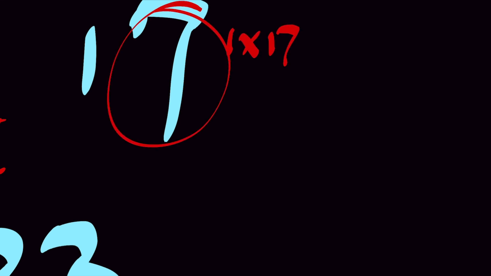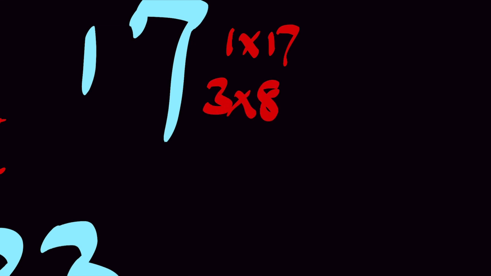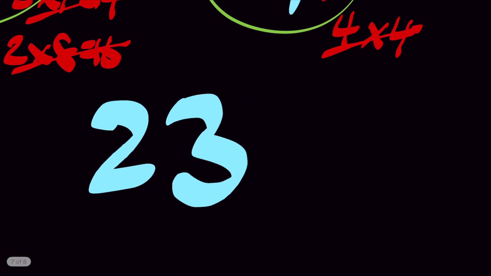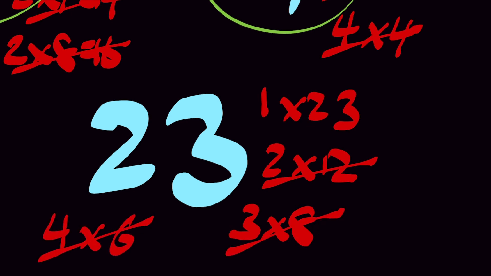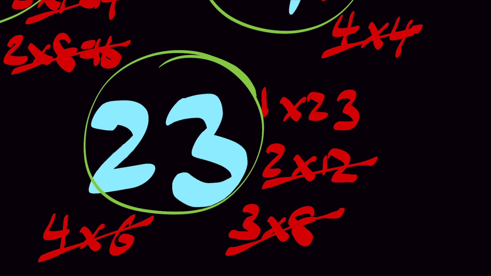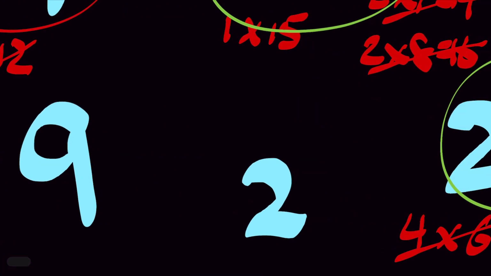So 17, we're going to have 1 times 17. It's an odd number, and I can't think of any other factors that equal 17. I can do 3 times 8, that's 24. 4 times 4, that's 16. 17 is a prime number. Let's do another. 23 times 1. It's an odd number, so it's not 2 times anything. 3 times 8 is 24. 4 times 6 is 24. 23 is a prime number. Let's look at 2. 1 times 2, and of course, that's it. 2 is a prime number.